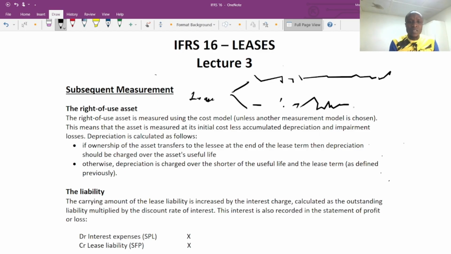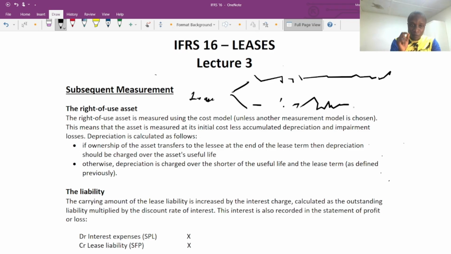So now let's start with the right of use asset. Very important. We can carry and measure the right of use asset using the cost model. It means the value of the right of use asset less the accumulated depreciation or impairment loss. Now we are going to look at how we can depreciate the right of use asset, a key concept that you need to know for the examination. How are we going to depreciate the right of use asset?